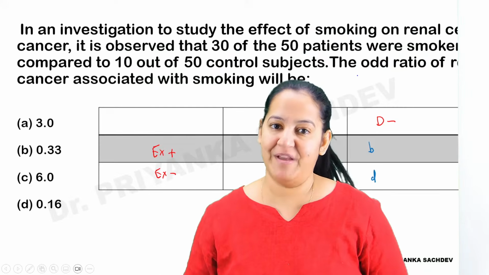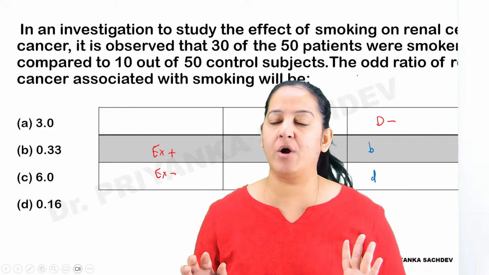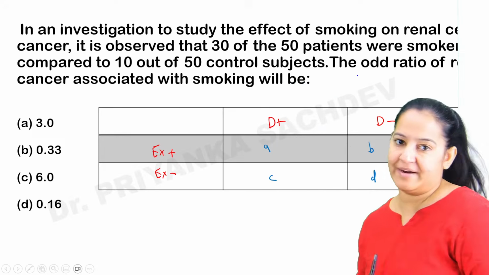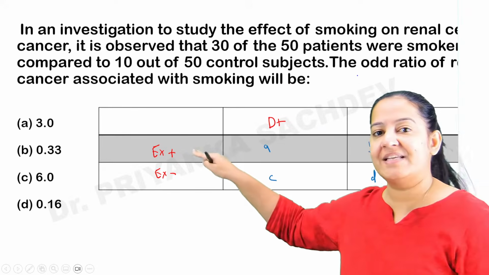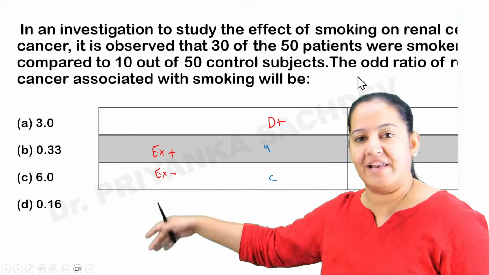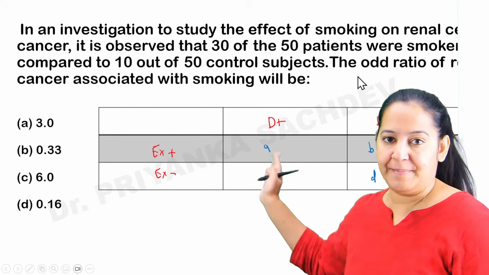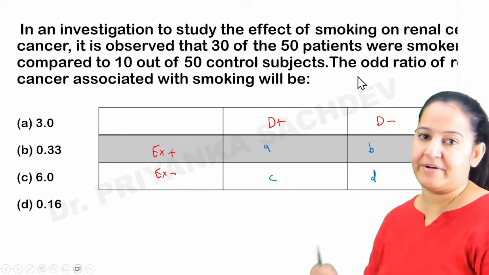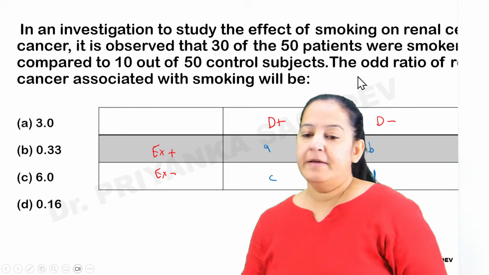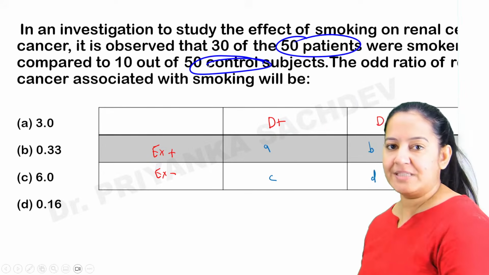Make a table. Always go with a table. First try to find out the values of ABCD. You know how to make a table. In the table, always take disease at the top, and always take exposure at the left hand corner. Disease at the top and exposure at the left hand corner, and see ABCD. Try to fill the values of ABCD by reading the question. They are saying total 50 patients and 50 controls.